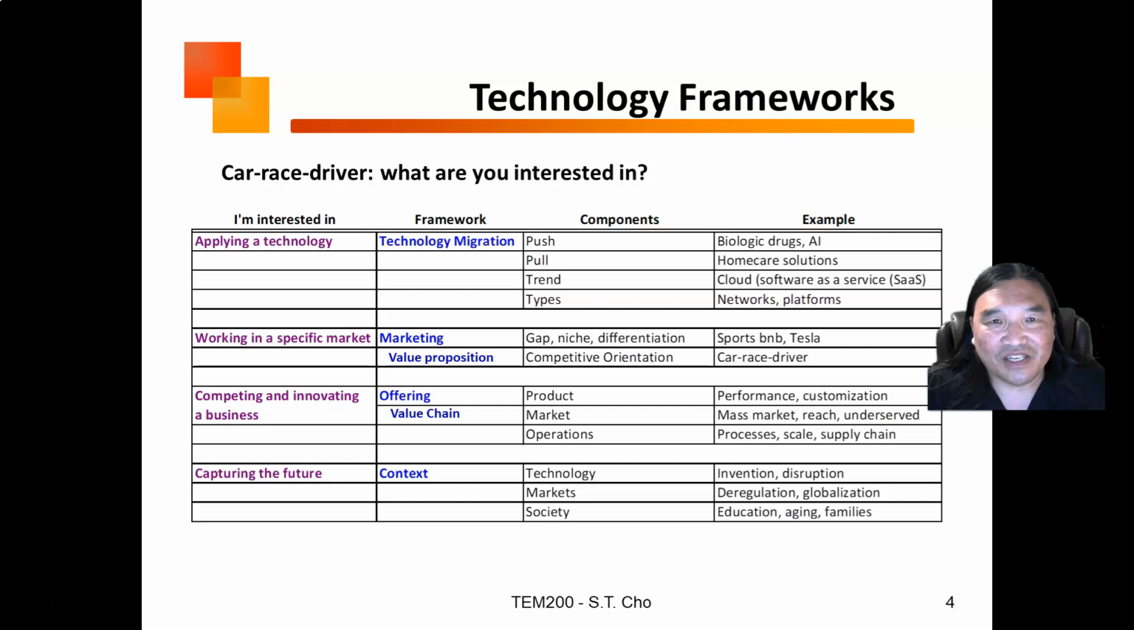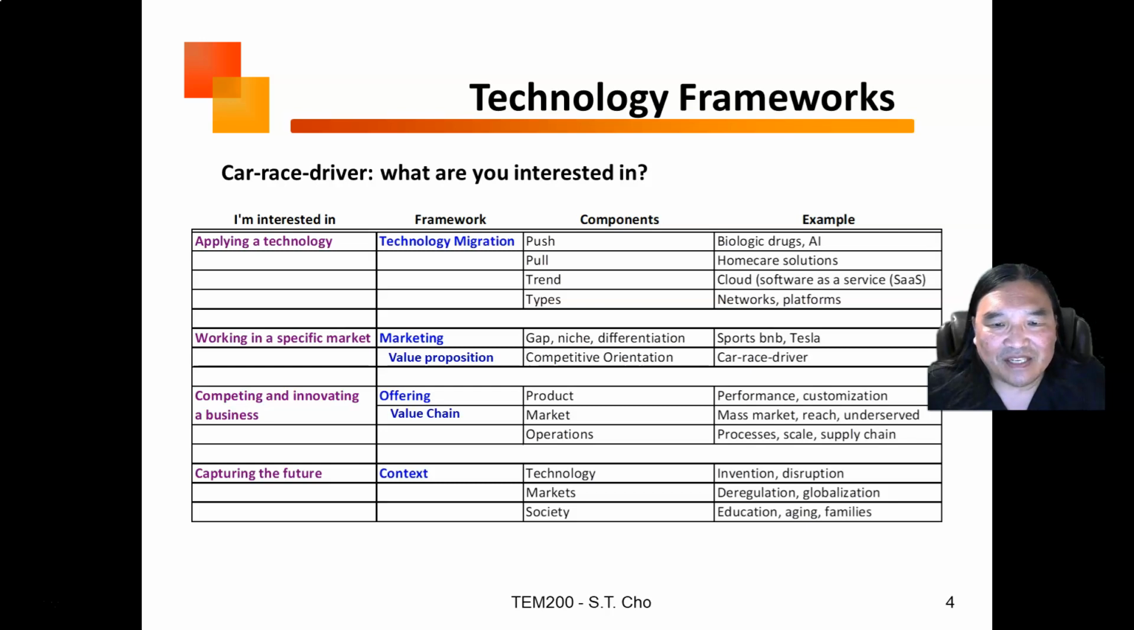Niche technologies are out of a larger market, finding a little piece. For example, Airbnb, then sports B&B started happening, which is just housing for specific sporting events. Or differentiation is like you created the light bulb or something like that. You have to think about competitively, what do you want to be? Do you want to be the car? Do you want to be the race? Or do you want to be the driver? Because that determines what kind of market best suits you.